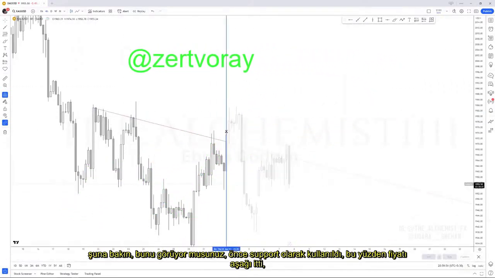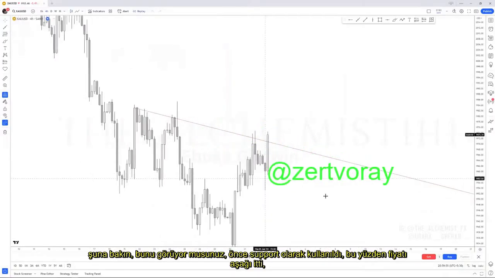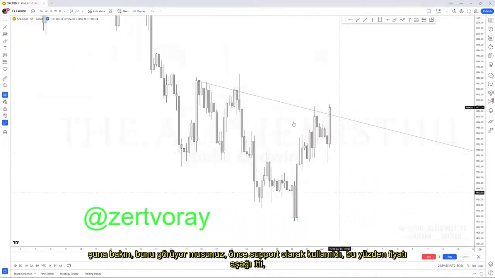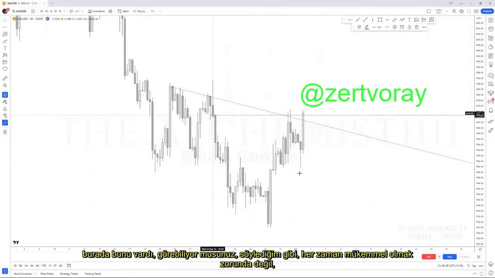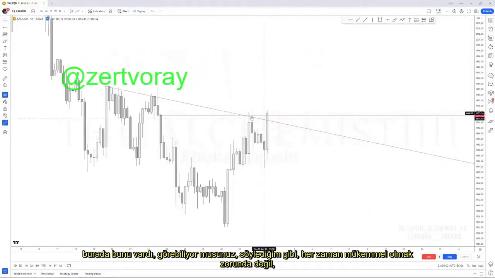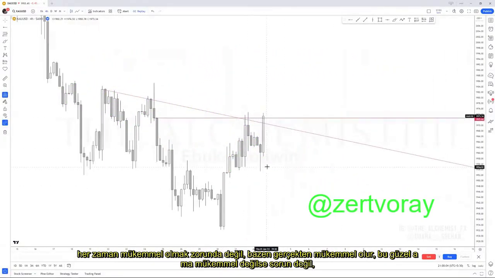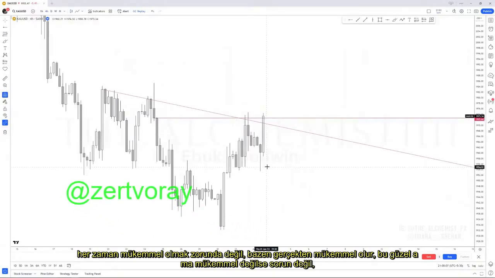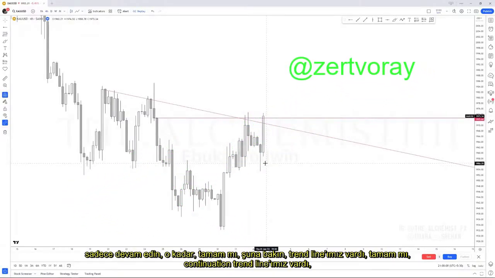Can you see that? See this? First, it was used as a support. That is why it pushed the market down. We had this in here. Can you see? Like I told you, it doesn't have to be perfect all the time. Sometimes it is perfect, so that's good. But if it is not perfect, that's okay. Just move on. That's it.